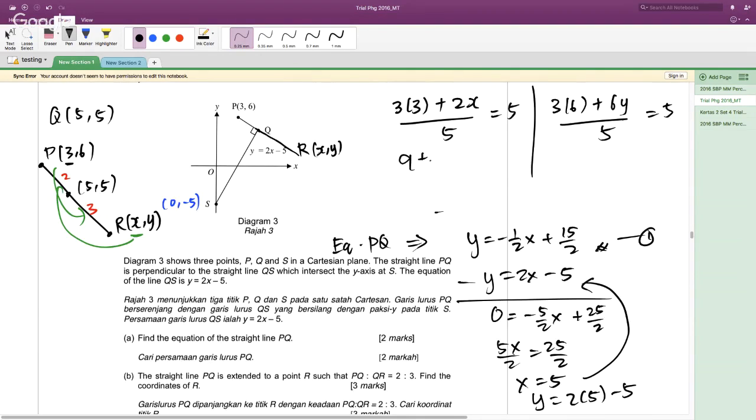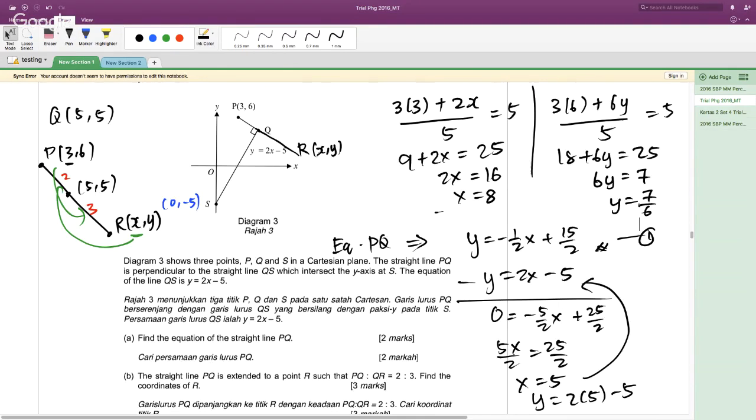So this one is 9 plus 2x equals 25, and 2x will equal 16. So x equals 8. Then this one is 18 plus 6y equals 25, so 6y should equal 7. y equals 7 over 6. I hope it's correct, even though normally we will get a whole nice number. We seldom get a fraction for y. So I will try to double confirm if my answer is correct or not.